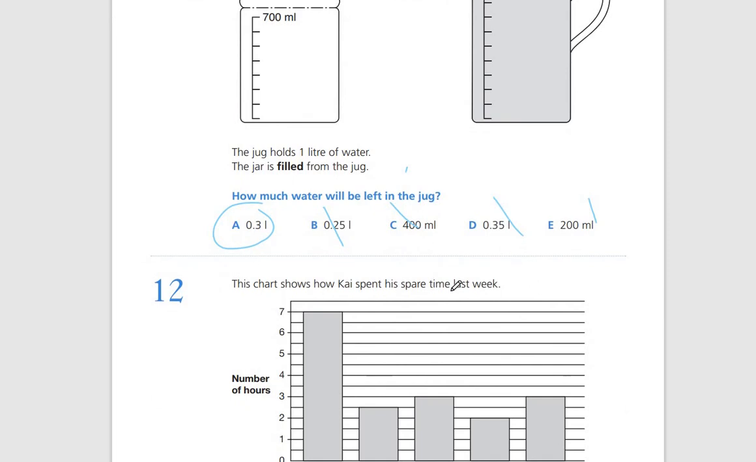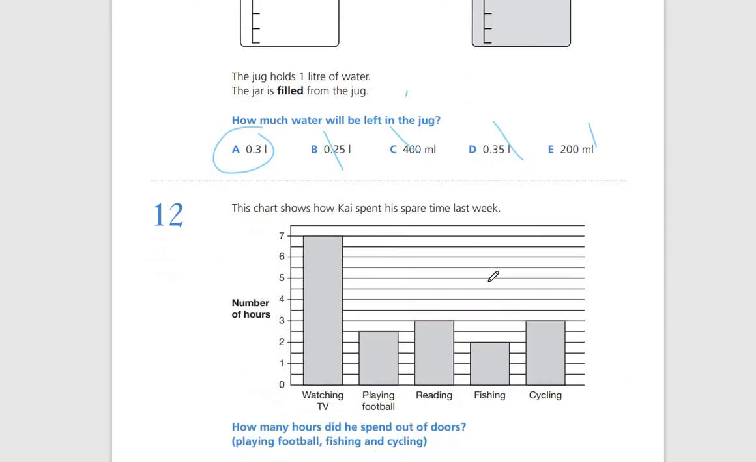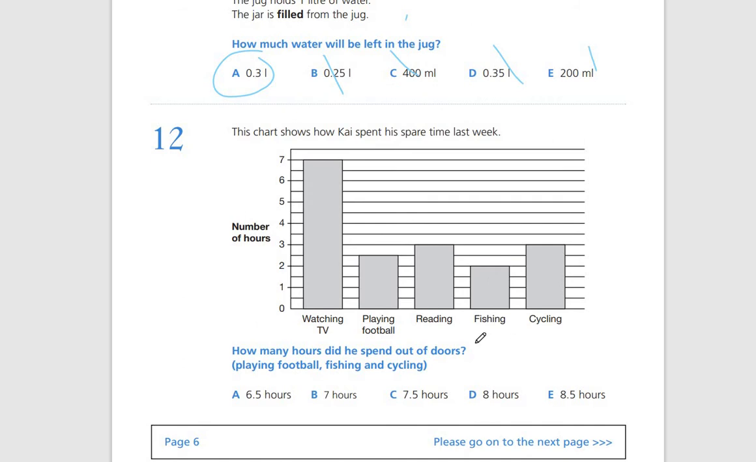I'll show you how Kai spent his spare time last week. How many hours did he spend out of doors? So that's playing football, fishing, that's cycling. Wow, I just realised that Kai watches a lot of TV. Anyway, so we work out the bar chart of hours, okay?